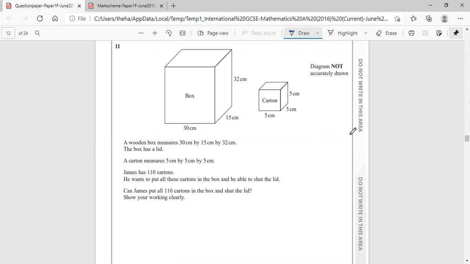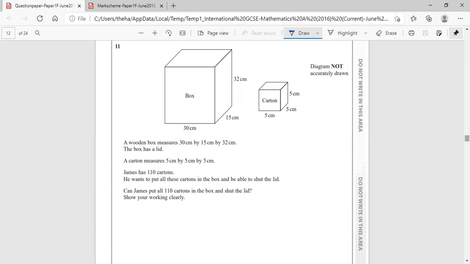A wooden box measures 30 centimeters by 15 centimeters by 32 centimeters. The box has a lid. A carton measures 5 by 5 by 5 centimeters. James has 110 cartons. He wants to put all these cartons in a box and be able to shut the lid. Can James put all 110 cartons in the box and shut the lid? Show your working clearly. So we want to know if you can put 110 of these cartons into this box and be able to shut the lid.